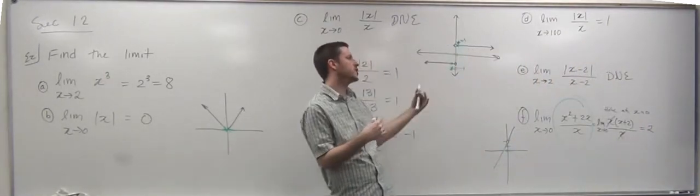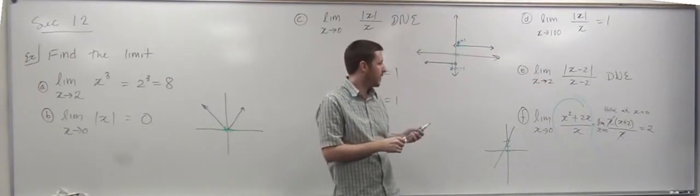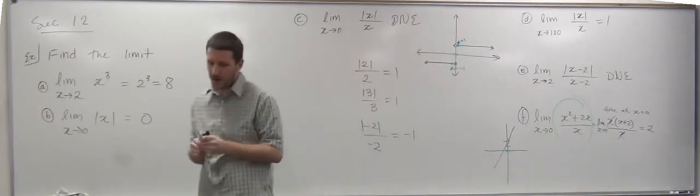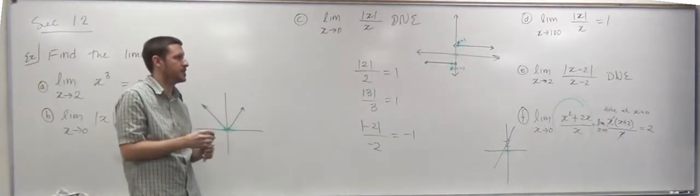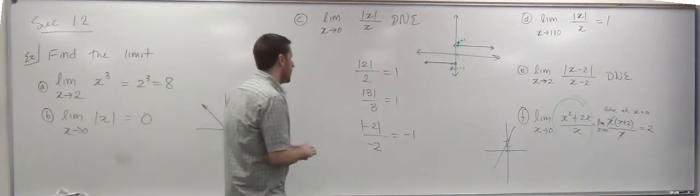So just because you have 0 on top and 0 on bottom doesn't mean the limit does not exist. You have to have a little bit more analysis. You have to show or somehow reason out that you're not going to a single y value, a single finite value.